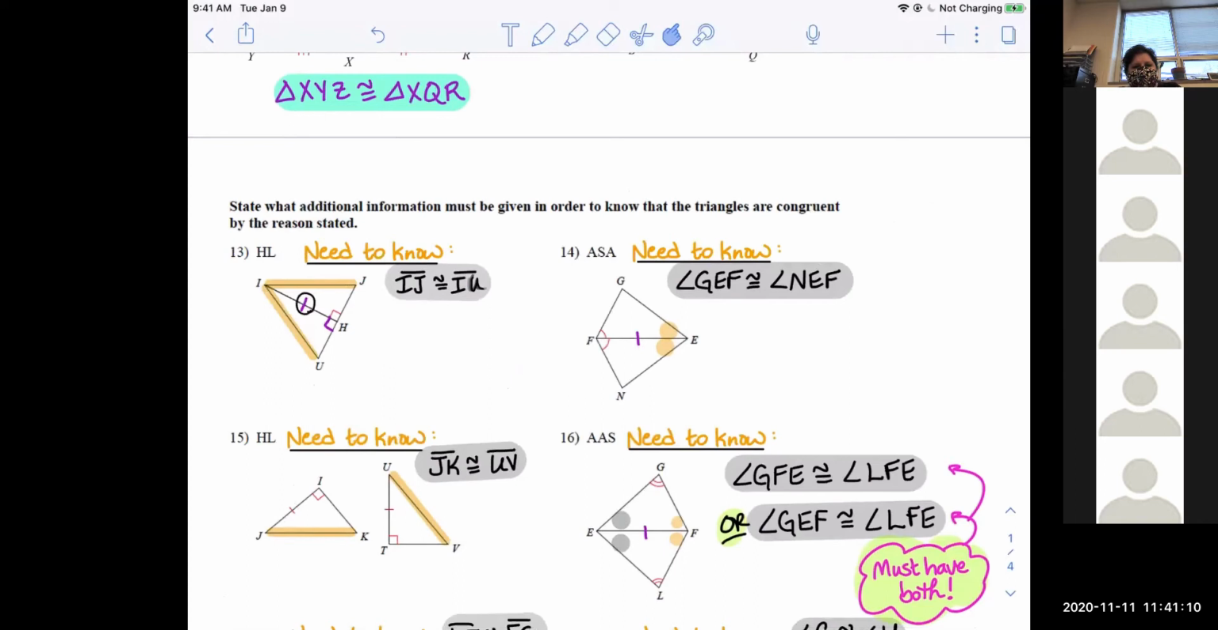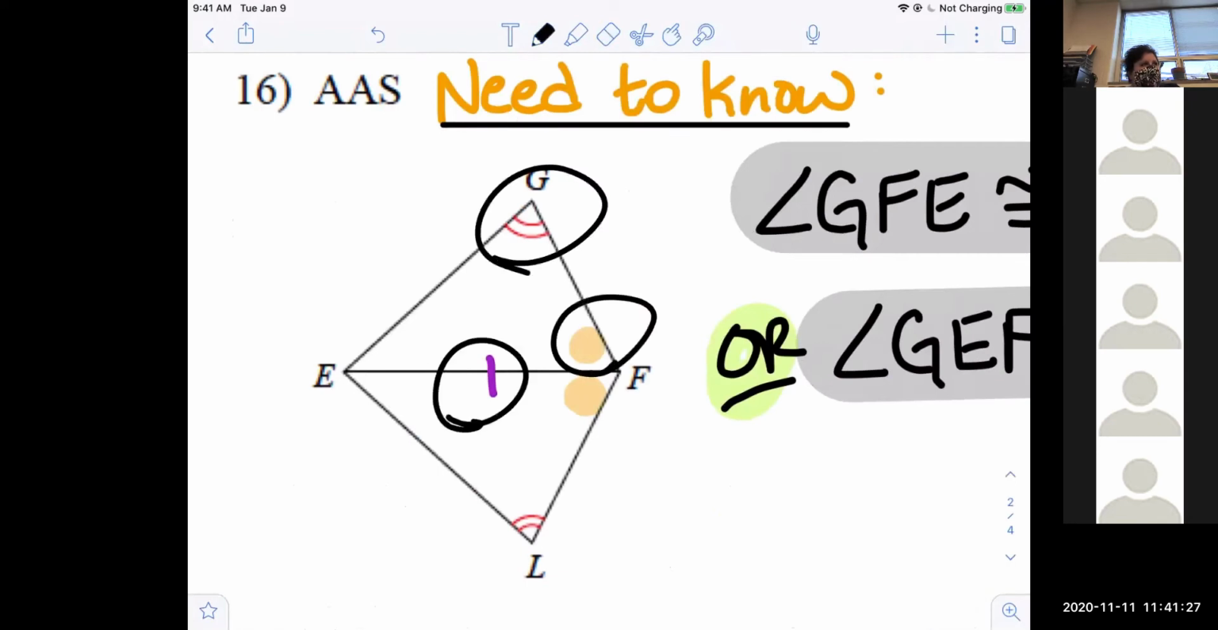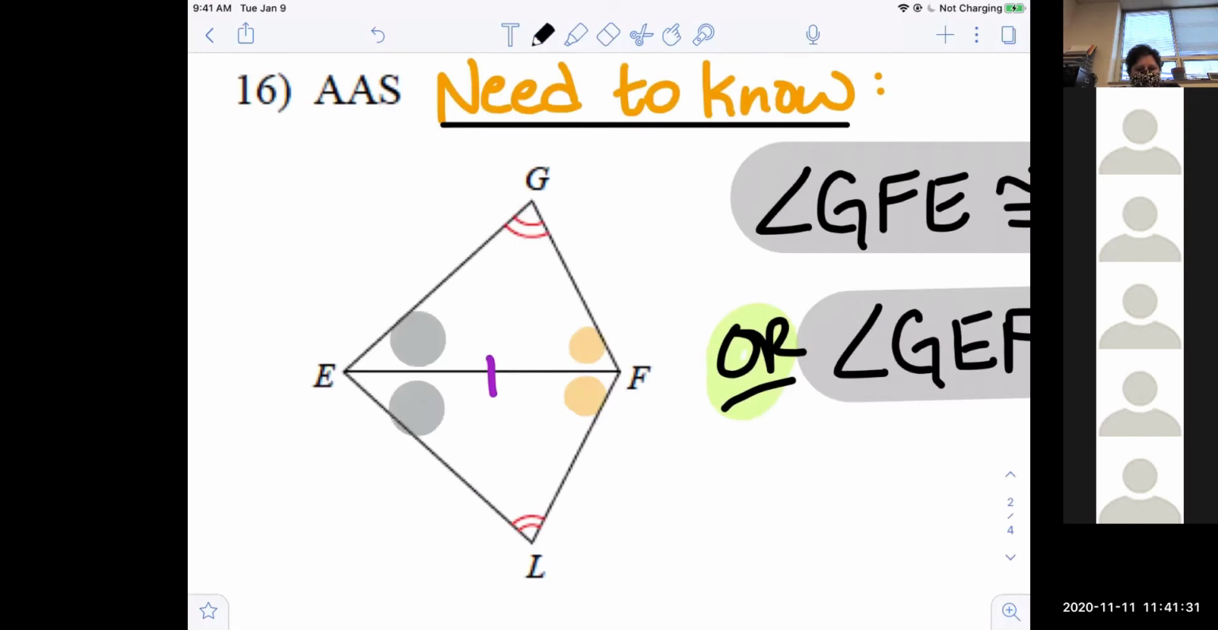Now, notice that on number 16, there's two different things stated. There are two different things stated because if I told you that the orange angles were congruent, that would make the triangles congruent by angle, angle, side. But if I gave you that the gray ones were congruent, it would still make those triangles congruent by angle, angle, side. So there's two different possibilities.